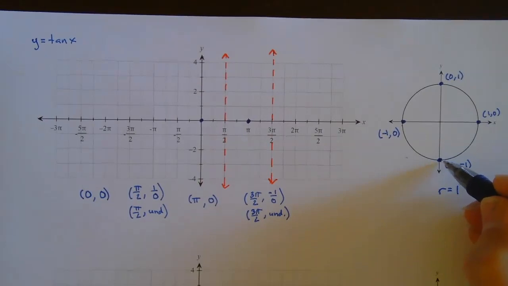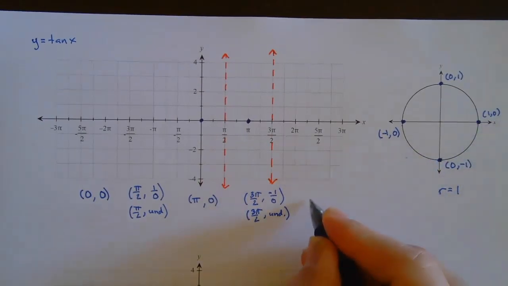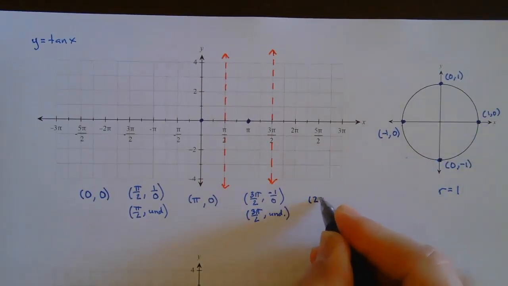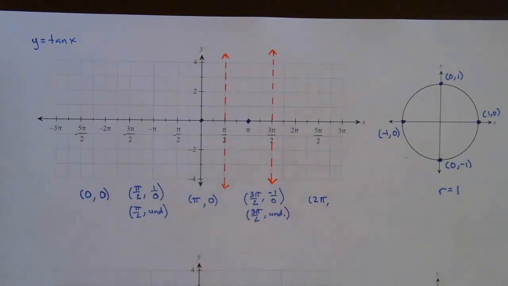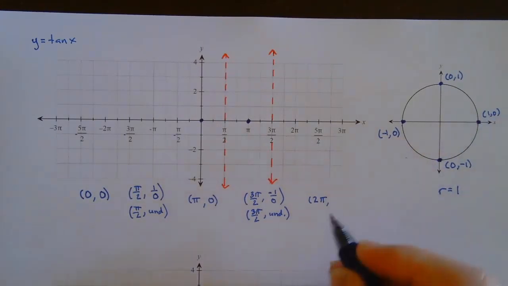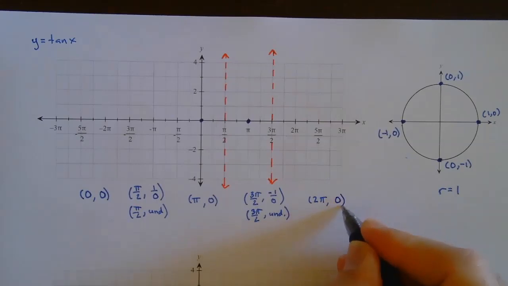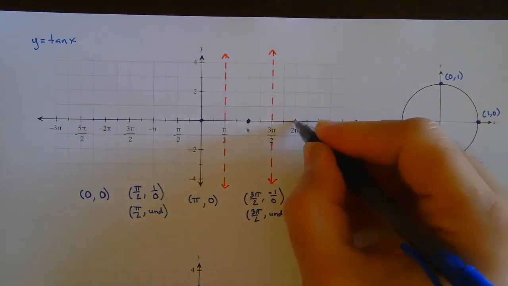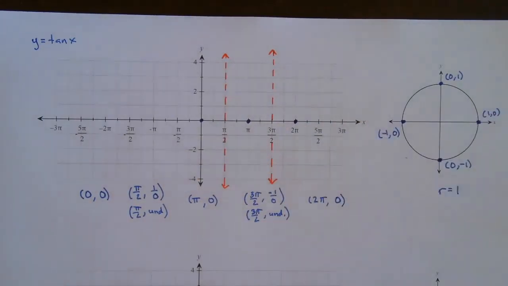Okay, we're at 3 pi over 2. Now we're going to rotate to 2 pi, right? So 2 pi would put me at this one, right? And the ratio of y to x would be 0 over 1, which is just 0. So at angle 2 pi, we're going to plot the point 0.